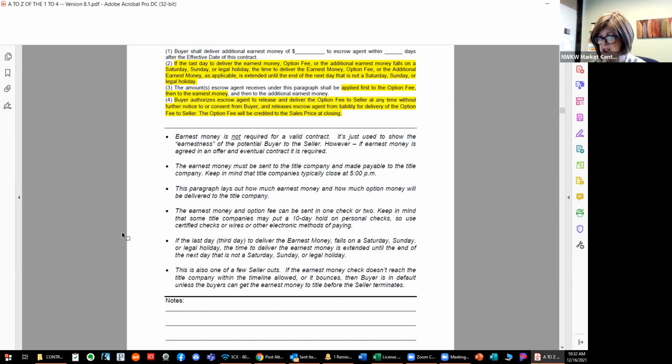There are some other ways. This document, this contract, is all geared toward protecting the buyers. It's not here to protect the sellers.